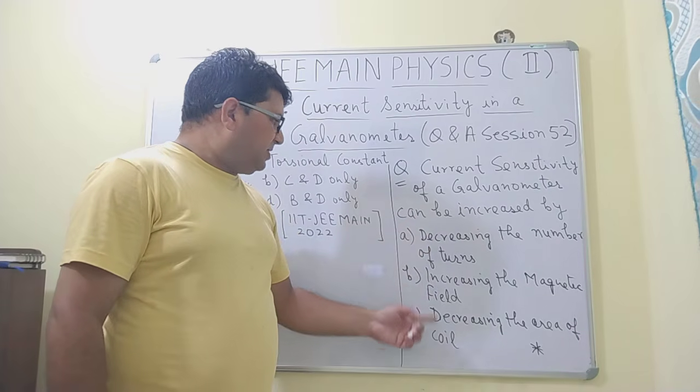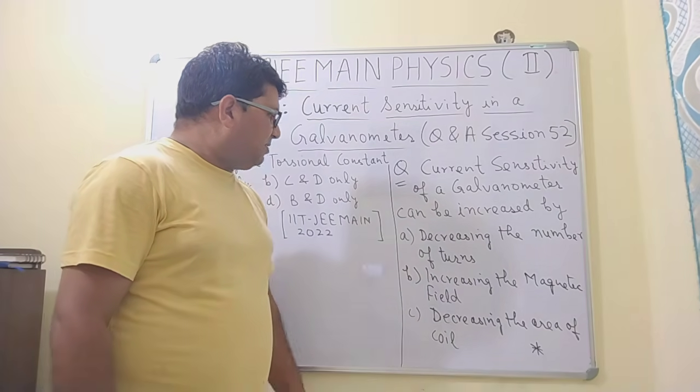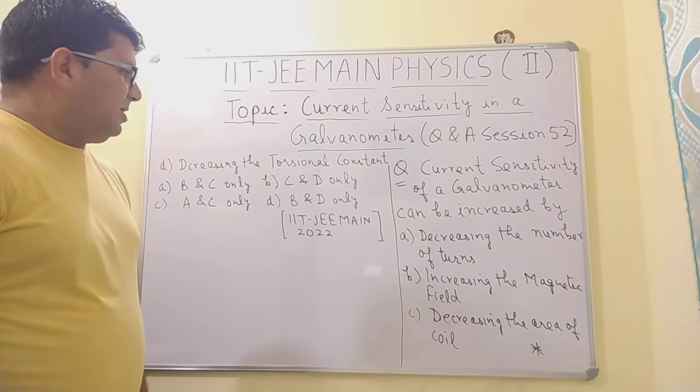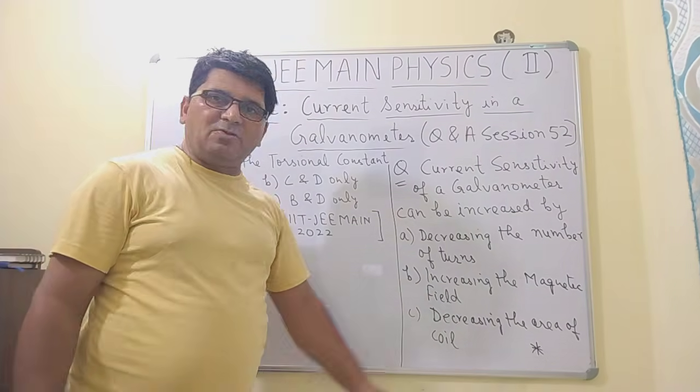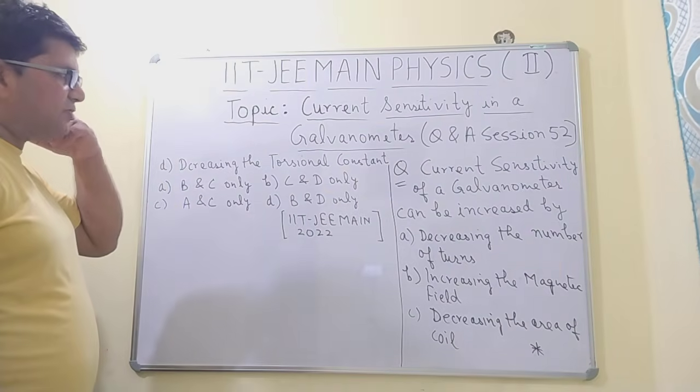We have four options here. The first is by decreasing the number of turns in the galvanometer coil, the second is increasing the magnetic field, the third is decreasing the area of the coil, and the fourth is decreasing the torsional constant.